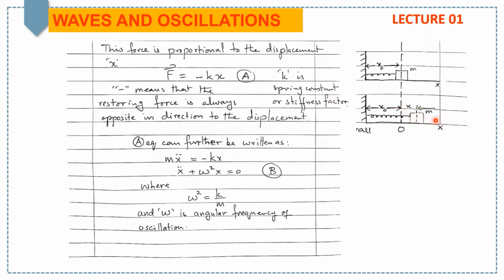Here in this case, the force is proportional to the displacement x, which can be written as F equals minus k x, equation A. Please remember, k is the spring constant or stiffness factor. And the negative sign means that the restoring force is always opposite in direction to the displacement, as happens in this example. So further, equation A can be written as m x double dot equals minus k x, that is, x double dot plus omega square x equals 0, equation B, where omega square equals k over m, and omega is the angular frequency of oscillation.